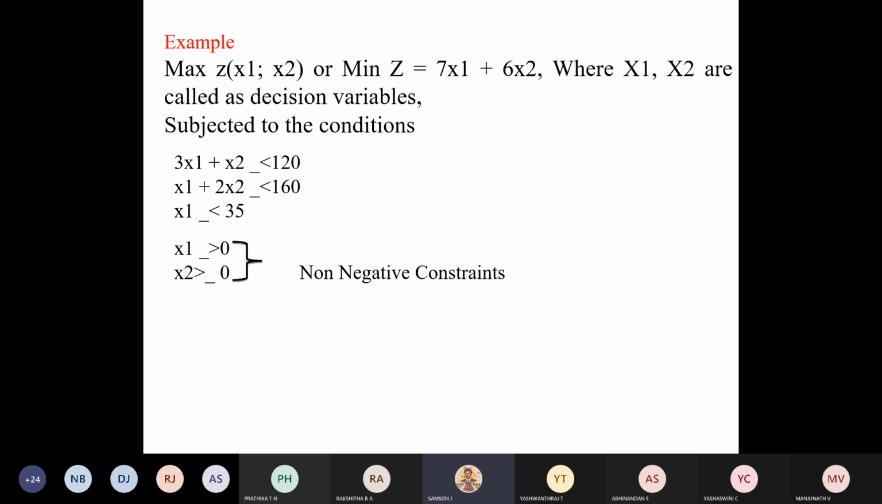Sir, how did x1 plus 2x2 become 120 after the equals in equation 2, sir? That is 160, sir, not 120. Rakshita made a mistake. Rakshita? Hello? Yes, sir. You wrote 160 first and then wrote 120. Please correct it and send it to me. Rectify the mistake.